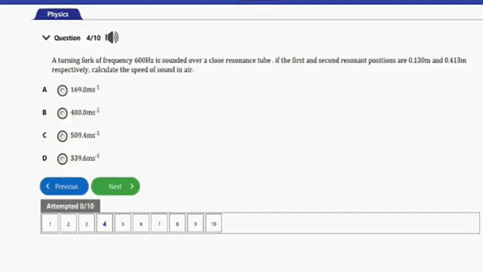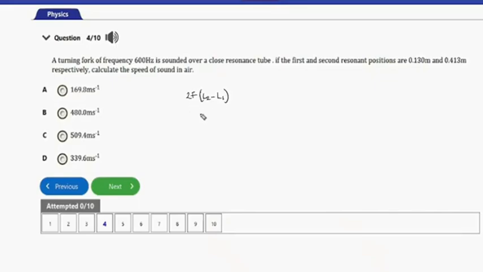So the next question here is question number 4. It says, a tuning fork of frequency 600 Hz is sounded over a closed resonance tube. If the first and second resonance positions are 0.130 and 0.413 meters respectively, calculate the speed of sound in air. Alright, so guys, the speed of sound in air here is actually going to be 2 times the frequency times the change in length. So that's 2f into L2 minus L1.